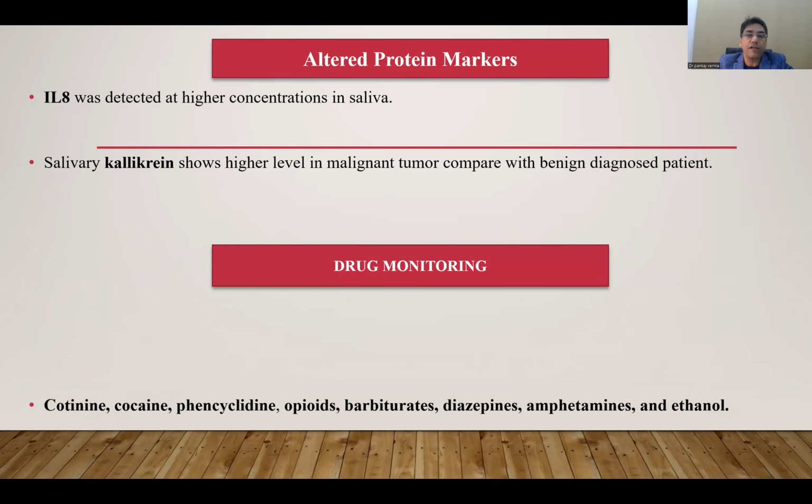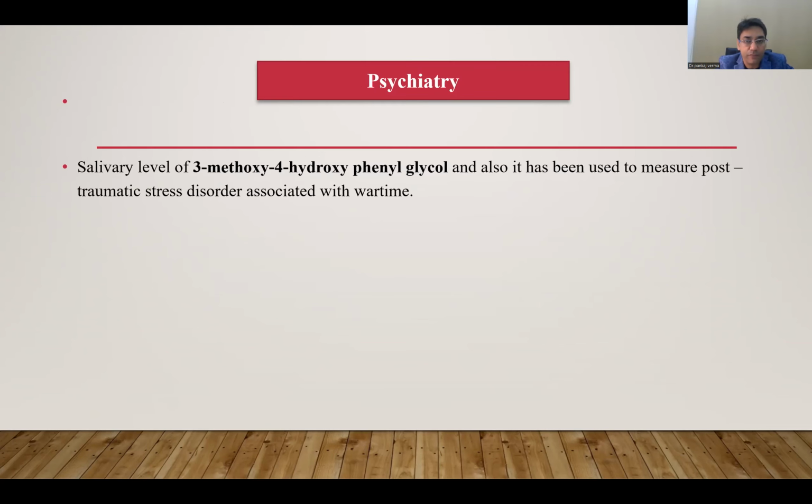Altered protein markers can also be analyzed in saliva. IL-8 was detected in higher concentration in saliva. Salivary kallikrein shows higher level in malignant tumor as compared to benign diagnosed patient. It can also be used for drug monitoring. Cotinine, cocaine, opioids, barbiturates, benzodiazepines, amphetamines, and ethanol can be analyzed.